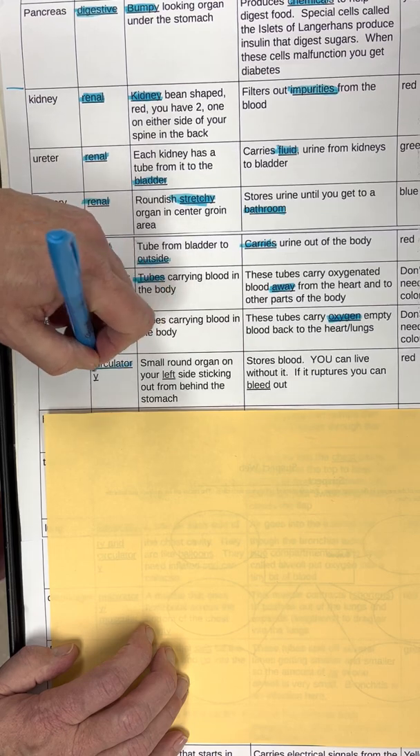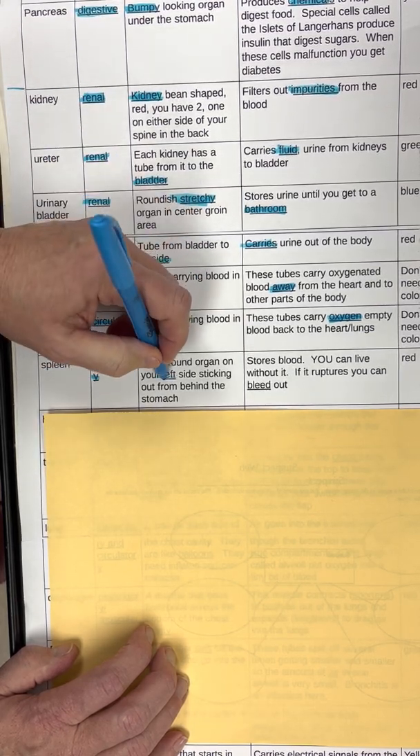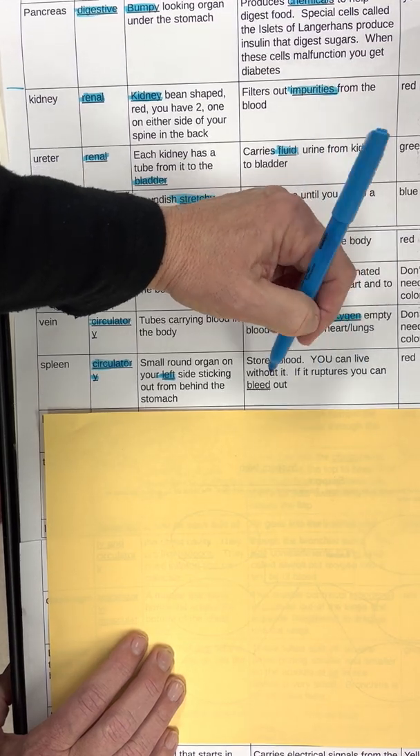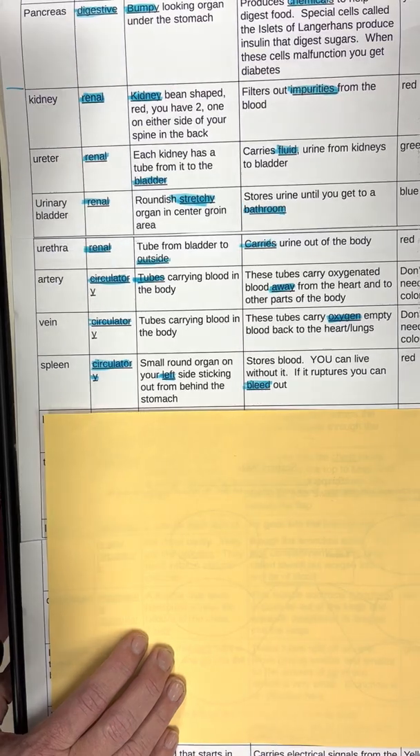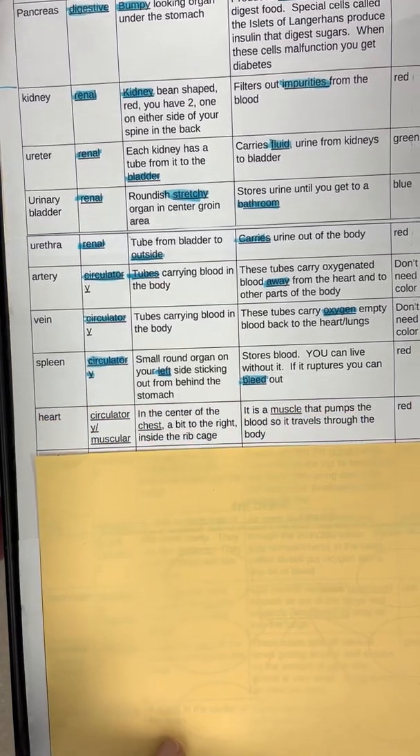The spleen, which I already showed you what it is, like I said, it's circulatory. Round organ inside the left side, sticking out from behind your stomach. Stores blood. You can live without it. If it ruptures, you can bleed out. Sometimes people have a traumatic accident, like a car crash or whatever, and because it's kind of like a balloon, they rupture their spleen, and since it stores blood, it just keeps filling up. And if it's leaking, you bleed out into your body.